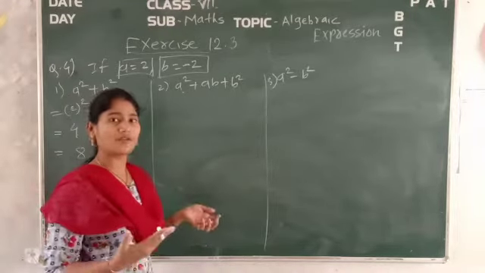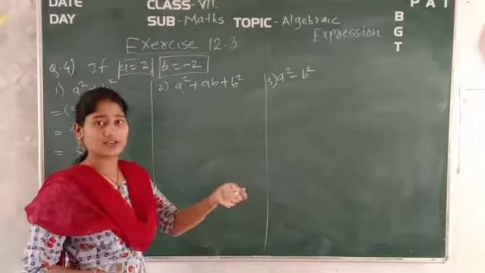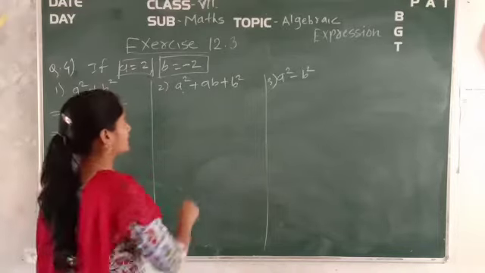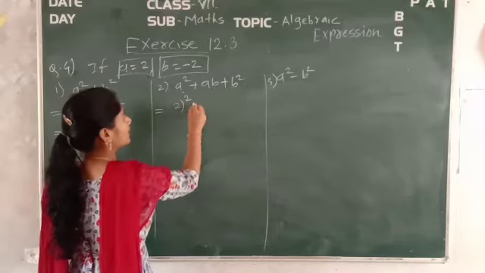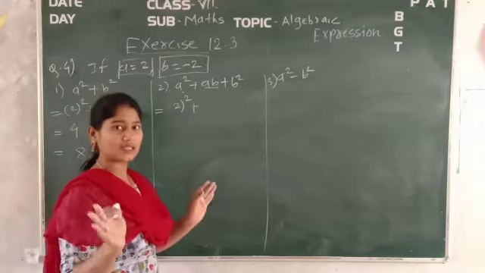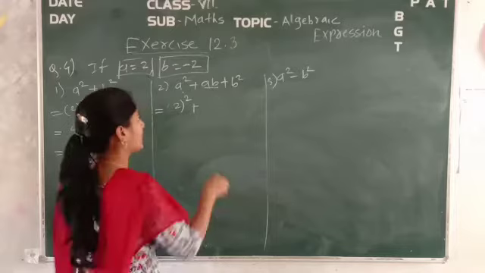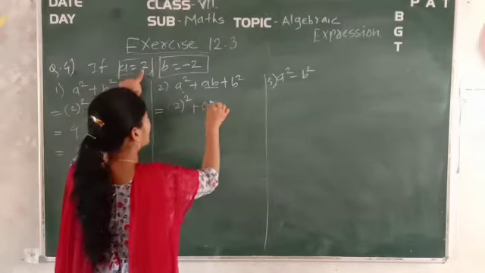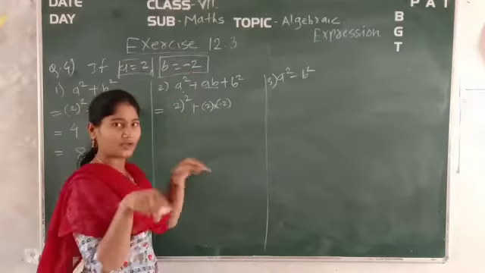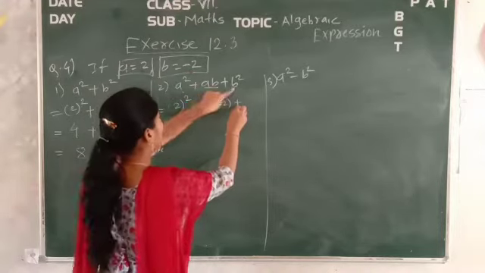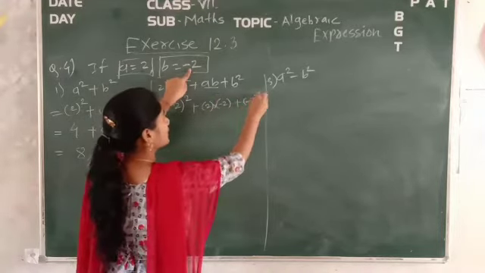Square. Now putting the value of a equal to plus 2 and b equal to minus 2, we will calculate. Put the value of a, that is plus 2, its square, which is equal to plus. In between there is nothing, it means the sign of multiplication is there. So a is equal to plus 2 and b is equal to minus 2, put the sign of multiplication between them, plus. What is the value of b? B is minus 2, put its square.